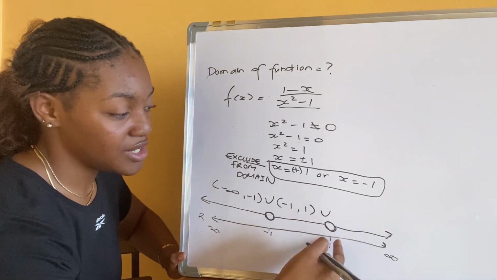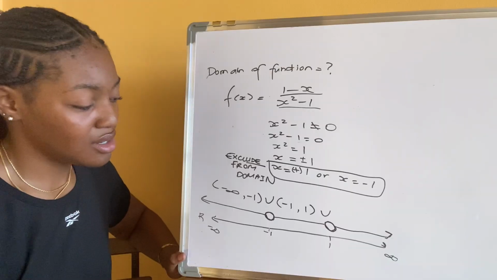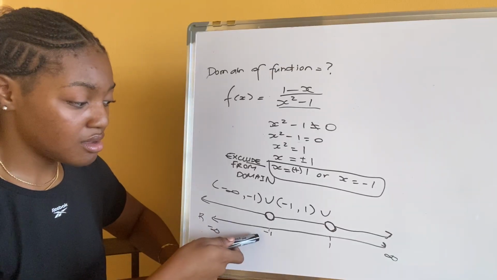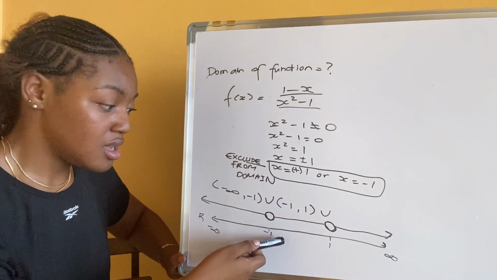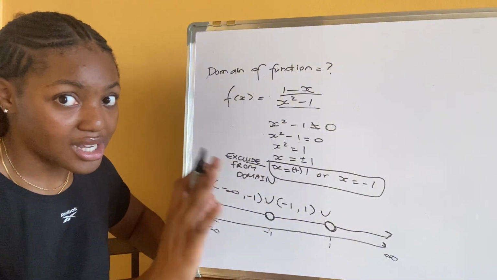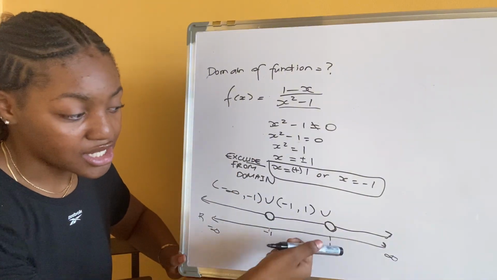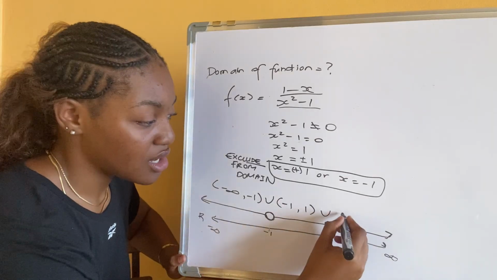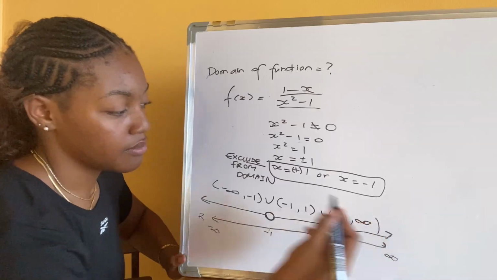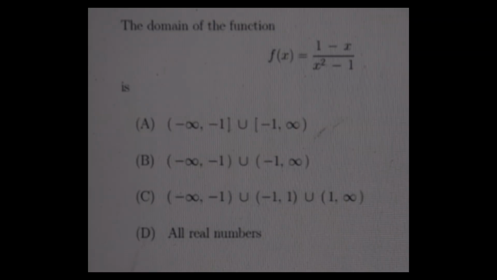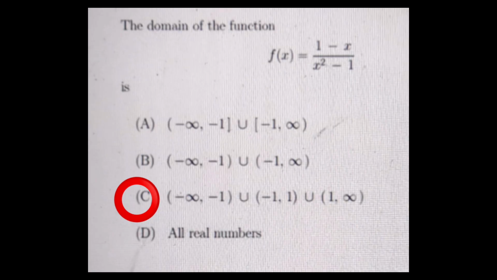Next, we have to look at this region because x can be greater than 1. So all we're saying is that x can be less than negative 1, x can be in between negative 1 and 1 as long as x is not equal to those values, and x can be greater than 1. So that's all we're saying. So here we're gonna have 1 and infinity, and that would be our interval. And what option has this interval basically? Option C.